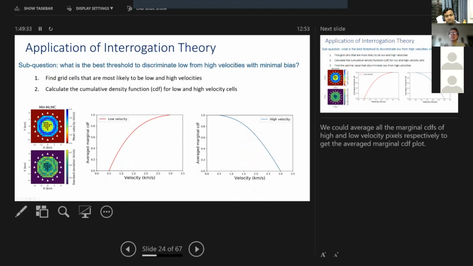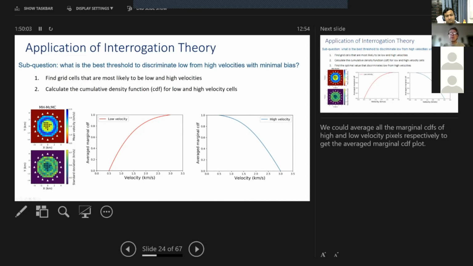This is a function which says, for any value, say 1 kilometer per second, what is the probability that the low velocity cells in the middle have a velocity that's lower than 1 kilometer? That's what this curve tells us, and it tells us the probability is about 0.4. Similarly on the right, it tells us what's the probability that the high velocity cells are above, say, 2.5 kilometers or above 1 kilometer. That's given by the probabilities here.